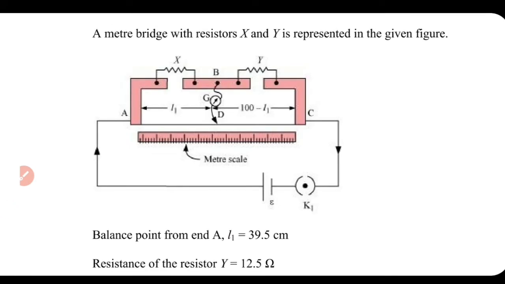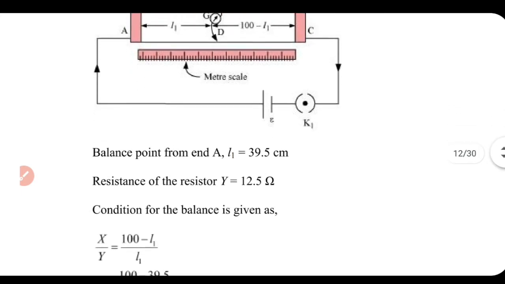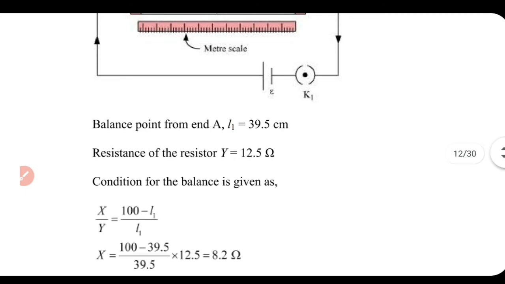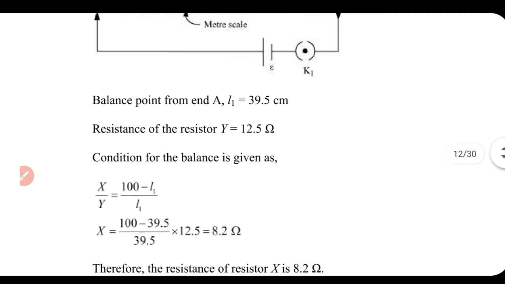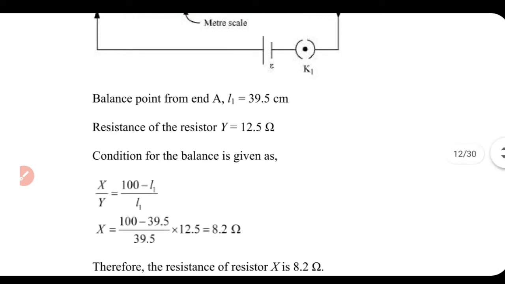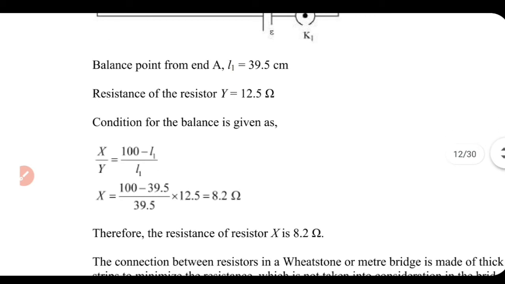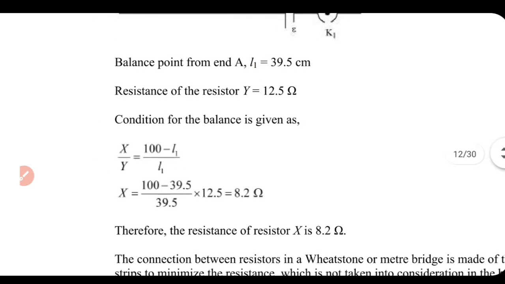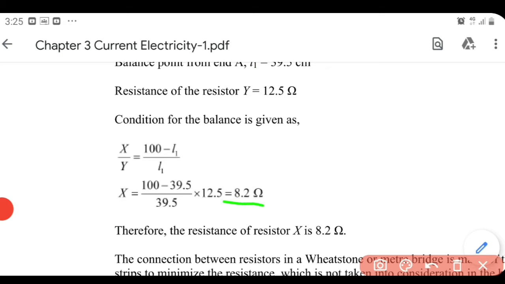Here we can use the equation X by Y is equal to (100 minus L) by L. Here L is 39.5 and Y is 12.5. So X we will get as 8.2 ohm. So that is the answer to the first question, that is, X is 8.2 ohm.